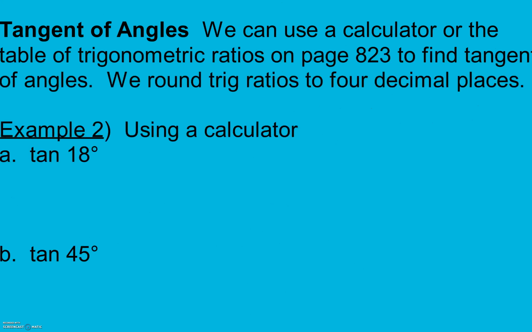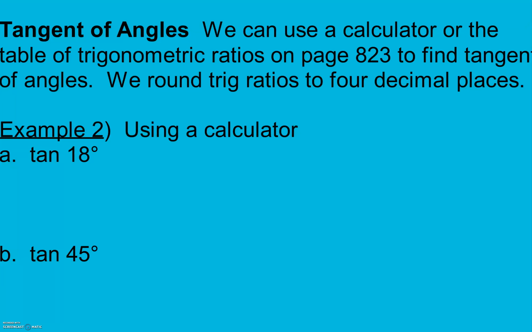We can also use a calculator or a table of trig ratios to find our trig values of specific angles. The trig ratios are on page 823 in your textbook, but it's also fairly easy to do on a calculator, so that's the way that I'm going to go here. If you look on page 823, you'll scroll down to find the angle number you're looking for. So for example, we'd go down to 18, and then we'd go over to the tangent column, and that would give us our 4 decimal place answer for what tangent of 18 degrees is. But here I'm going to do it on a calculator.